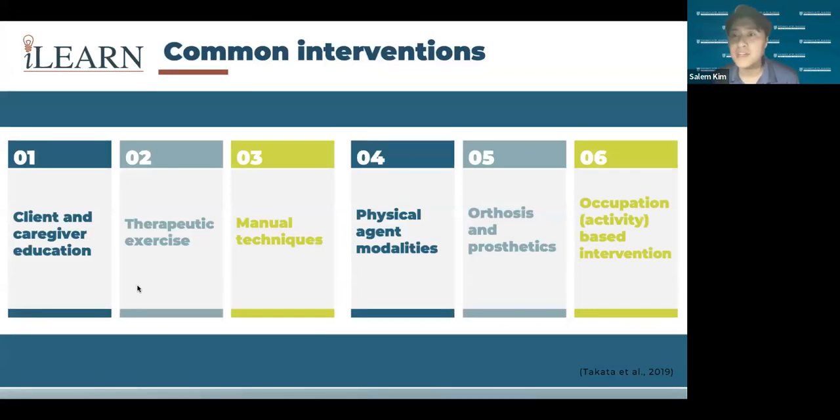Next, the list shows the common interventions used in hand therapy settings. Client and caregiver education throughout all different settings is one of the common interventions that we OTs use. Therapeutic exercise, manual techniques, physical agent modalities, orthosis and prosthetics, and occupation or activity-based intervention as well. So these are the common interventions. From my personal experience, the first four, client and caregiver education, therapeutic exercises, manual techniques, and PAMs, were used mainly in the hand therapy setting.